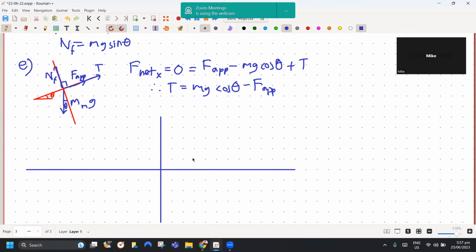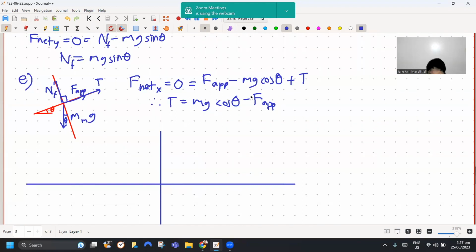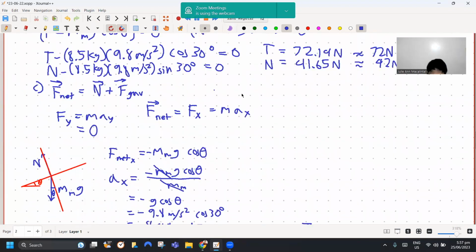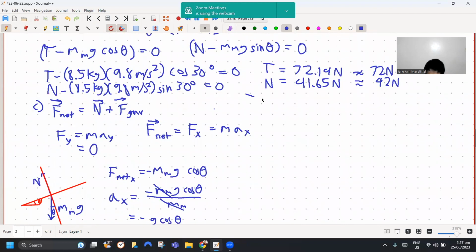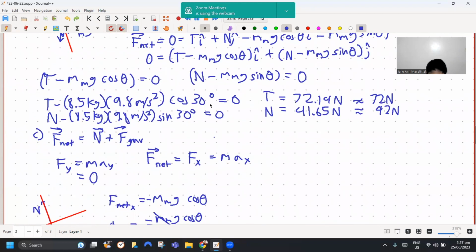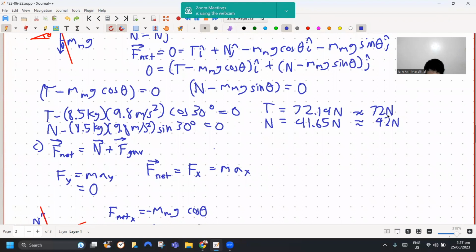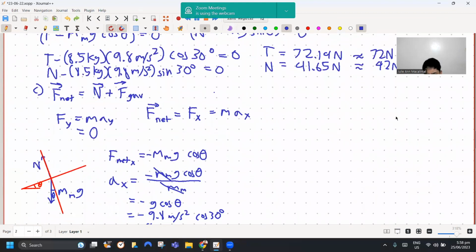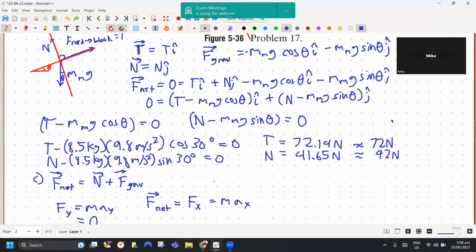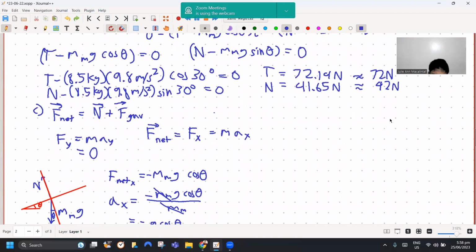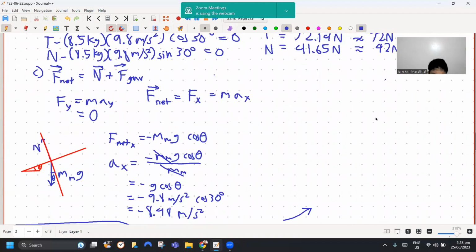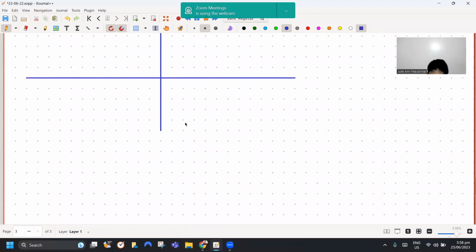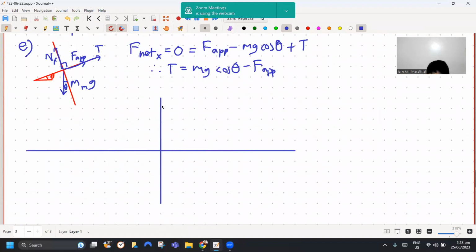So when F applied is 0, ano dapat yung tension? MG cos theta. Okay, so ito, 72 newtons. Ito pala yung 72 newtons. Okay po. So, tension is 72. Sige, lagyan natin ito. Let's say ito yung 72 point.